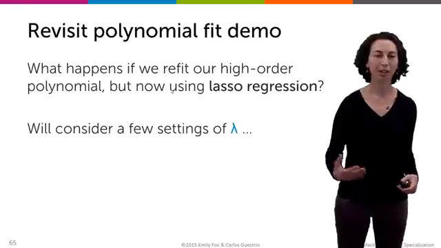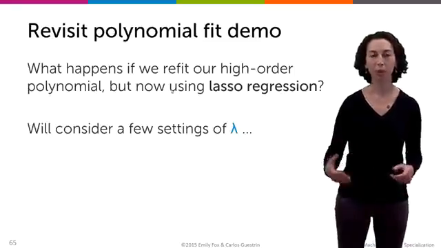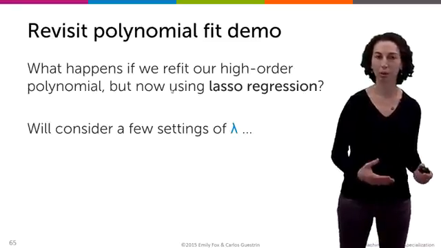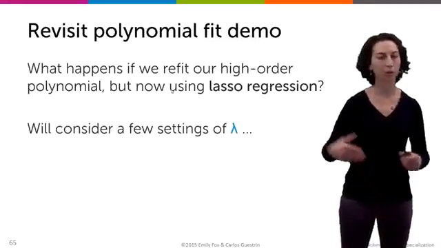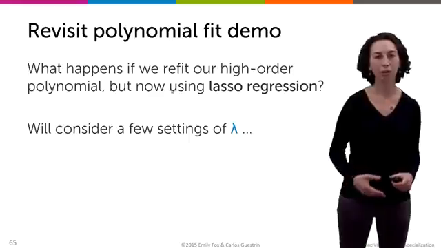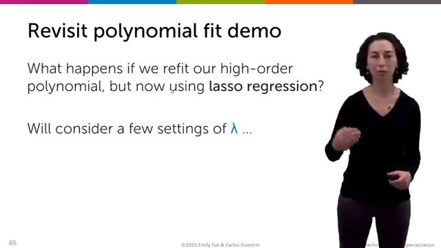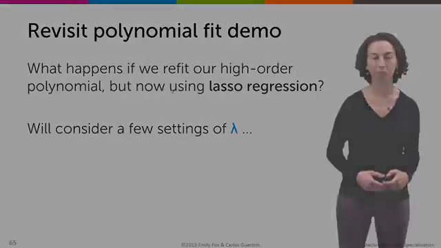Well, let's see the sparsity in action. And for this, we're going to go back to our polynomial regression example, but instead of just doing least squares for increasing polynomial orders or looking at ridge regression, we're now going to look at our lasso solution, again for different values of our tuning parameter lambda.